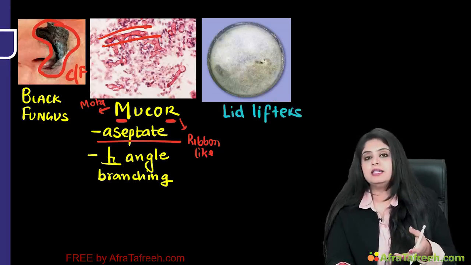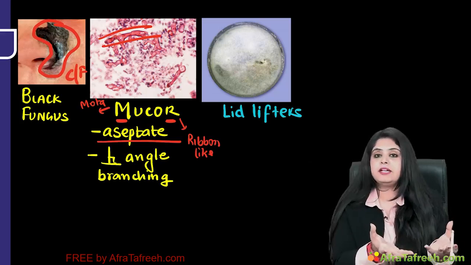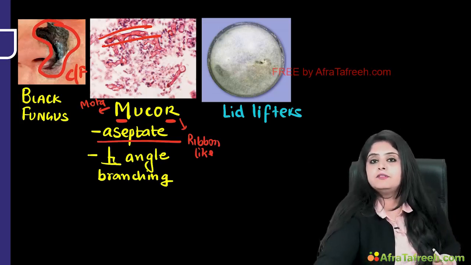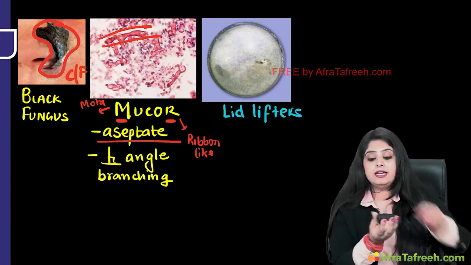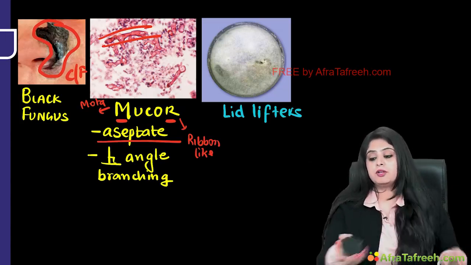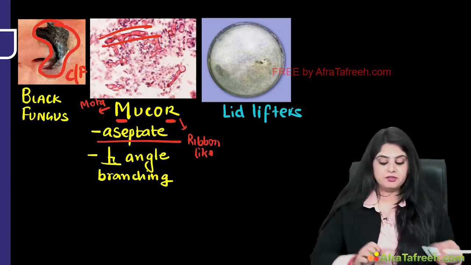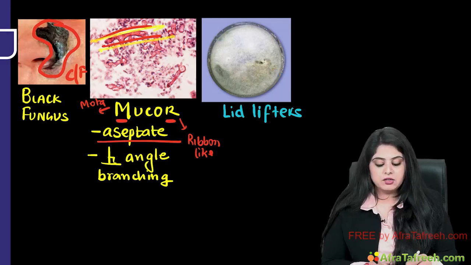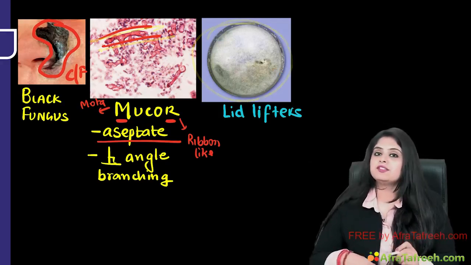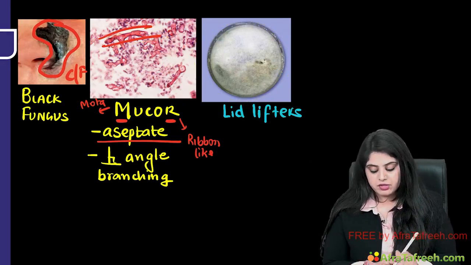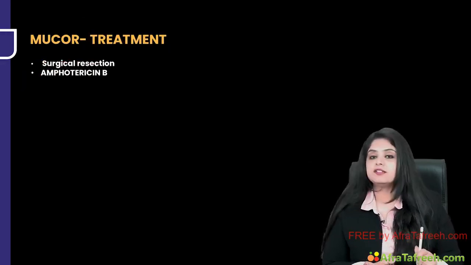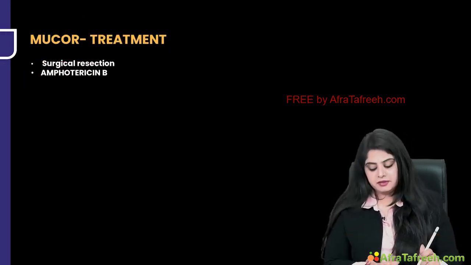But when you actually see a plate, you will realize that, for example, if this was a plate, the lid of this plate will actually lift up because it's mota, so it's going to lift the lid. So remember, everywhere the fungus is going to look mota here, and because of being mota, it's going to be a lid lifter. And what is the treatment going to be? Again, a surgical resection and amphotericin B.